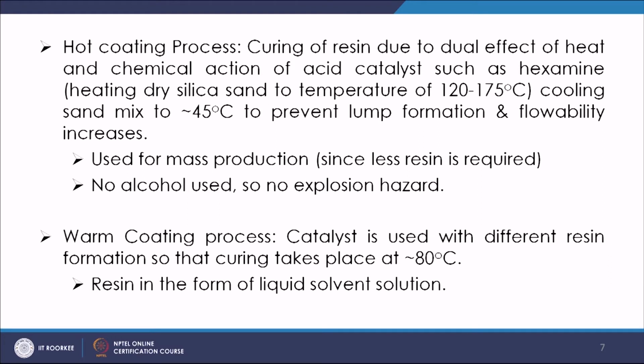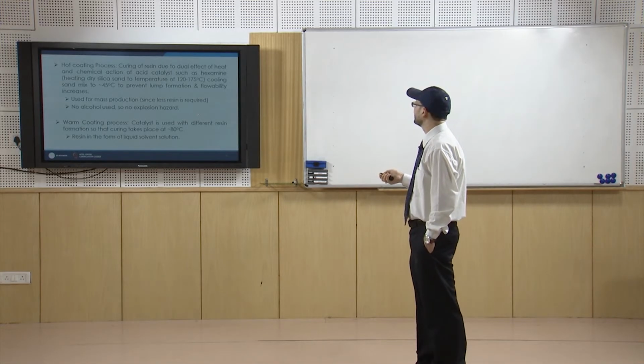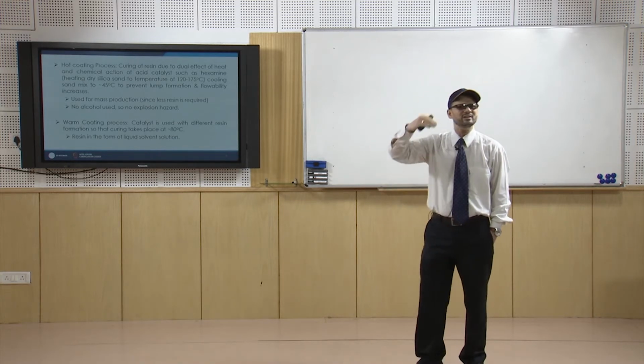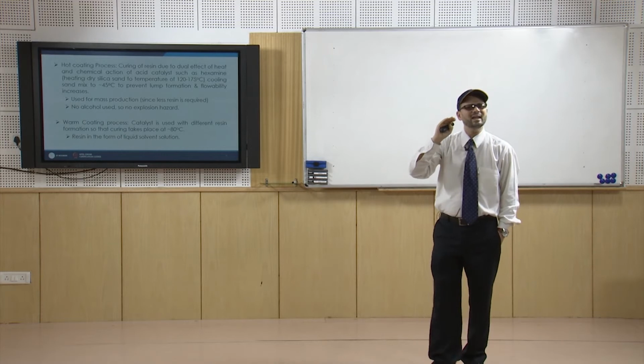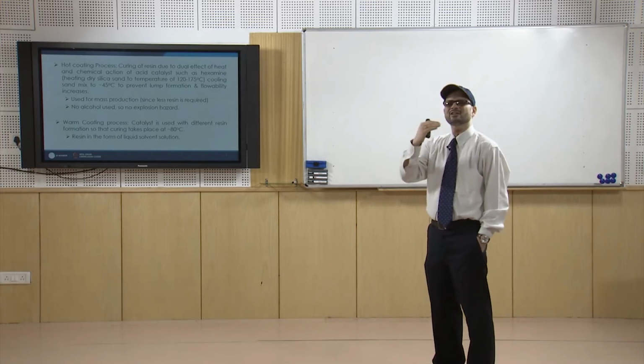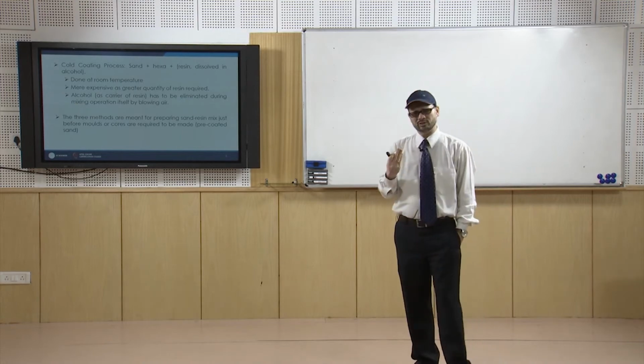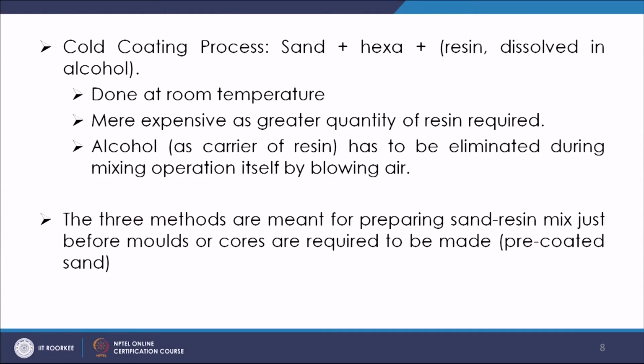Then warm coating, because you try to avoid this heating. In warm coating, the heating is done moderately, to the level of 80 degrees centigrade. In this case resin is in the form of a liquid solvent solution. The catalyst is used with a different resin formulation, so that curing takes place at a lower temperature and you are using a liquid solvent. Since it is done in a lower temperature zone, it is known as the warm coating process.